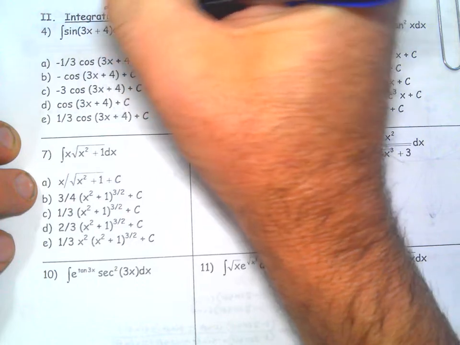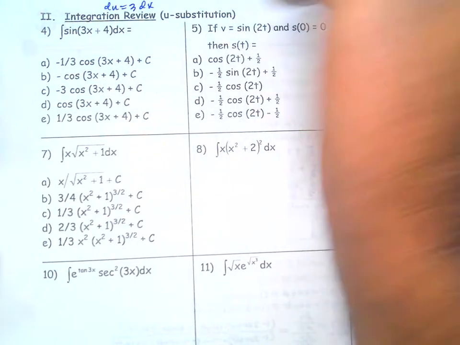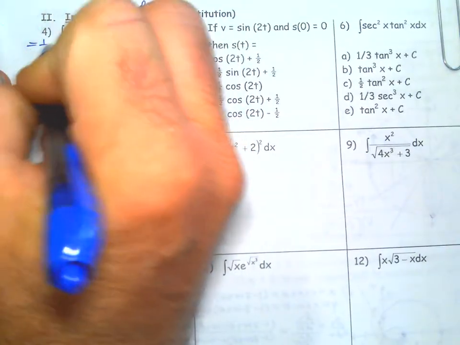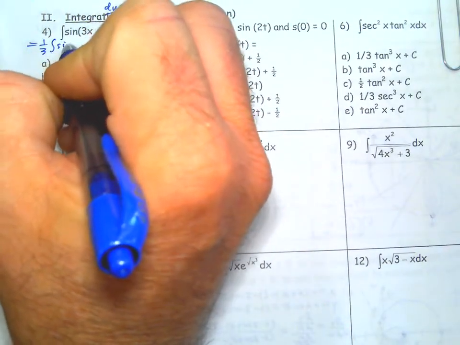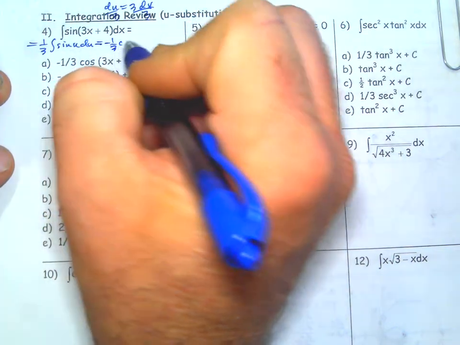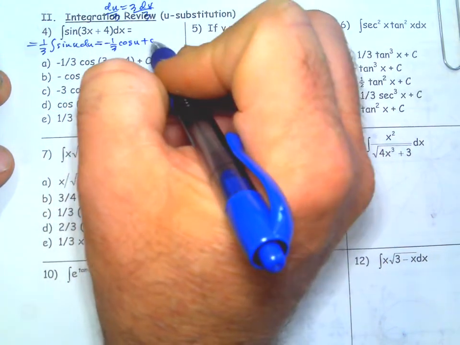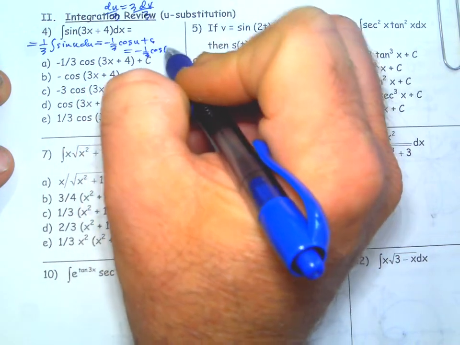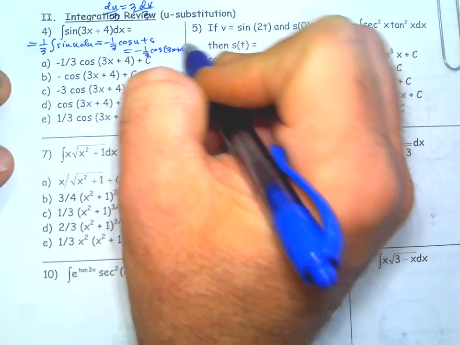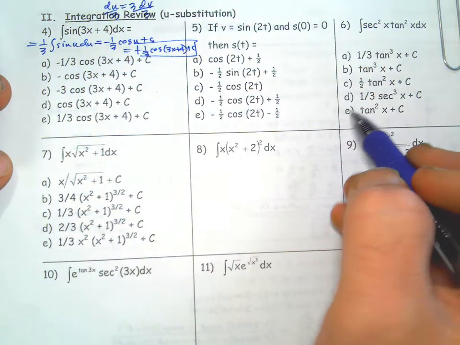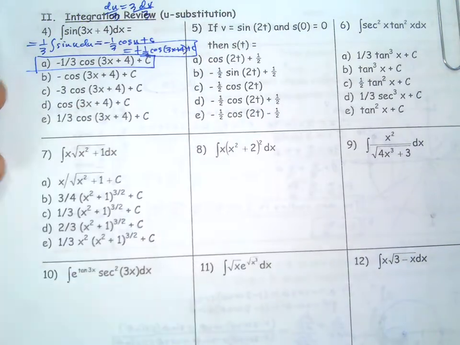Du equals 3 dx. I don't want the 3, so divide by 3. So I get 1/3 sine u du. That gives you negative 1/3 cosine u plus c. Replace the u back with the original x expression, plus c. So negative 1/3, so that looks like A. Okay.